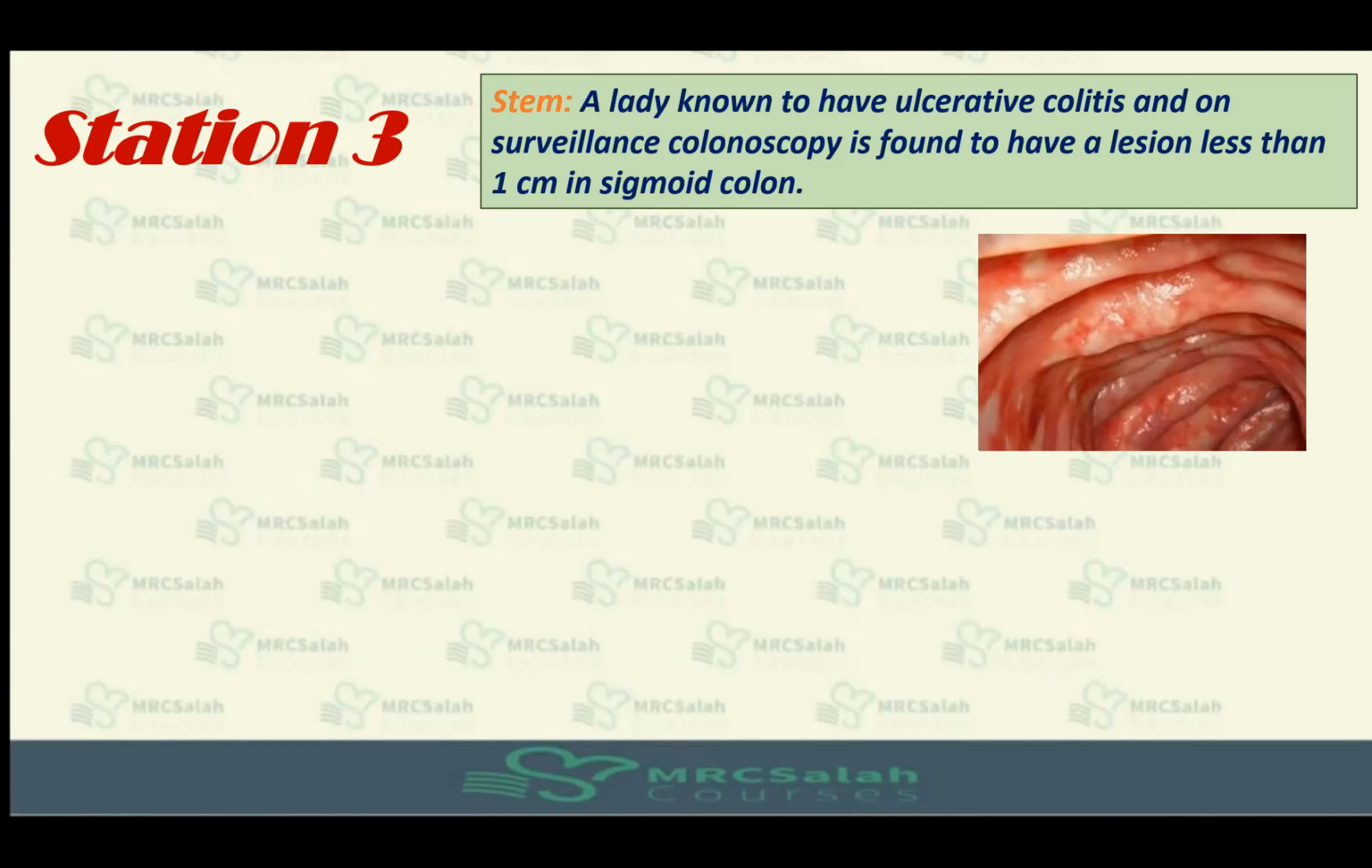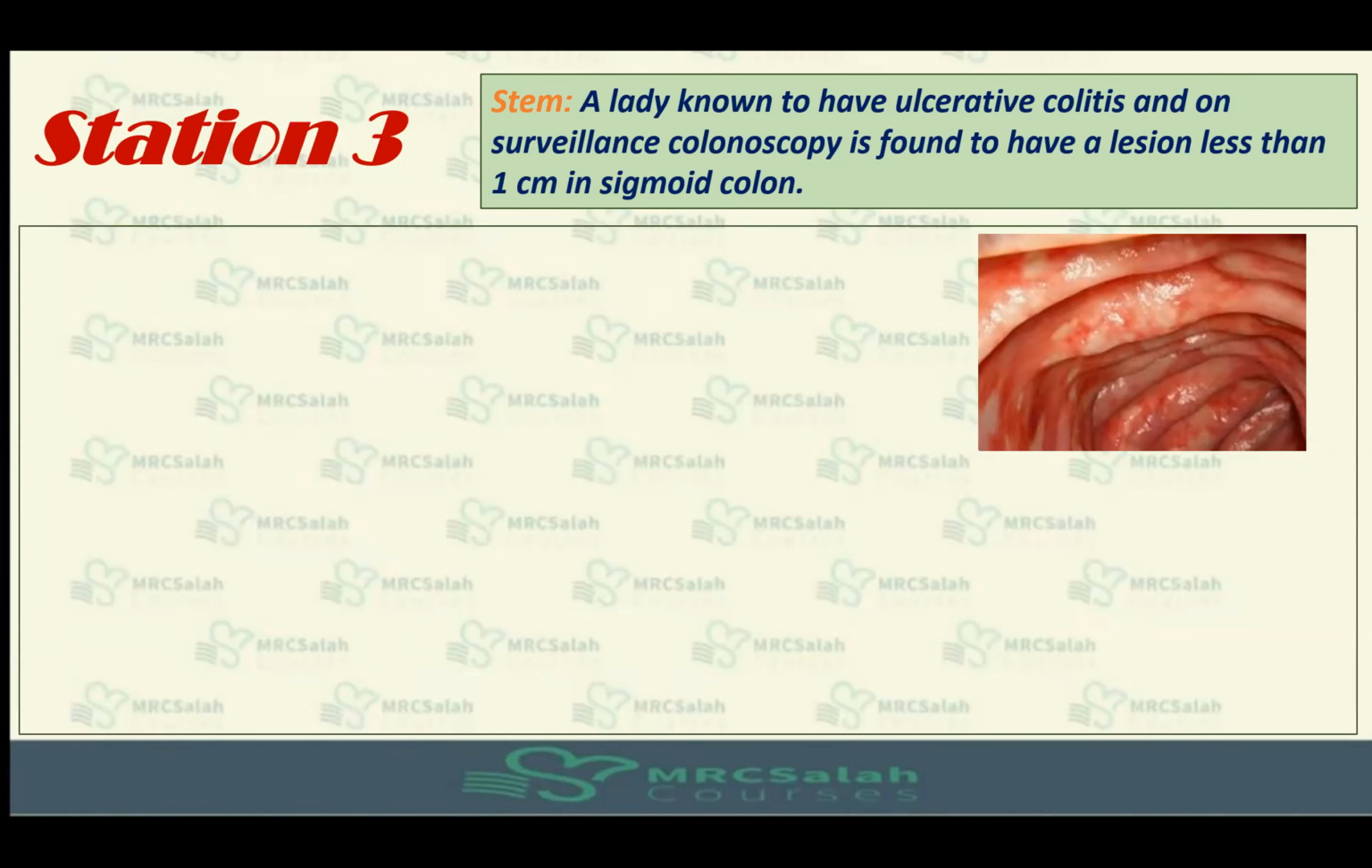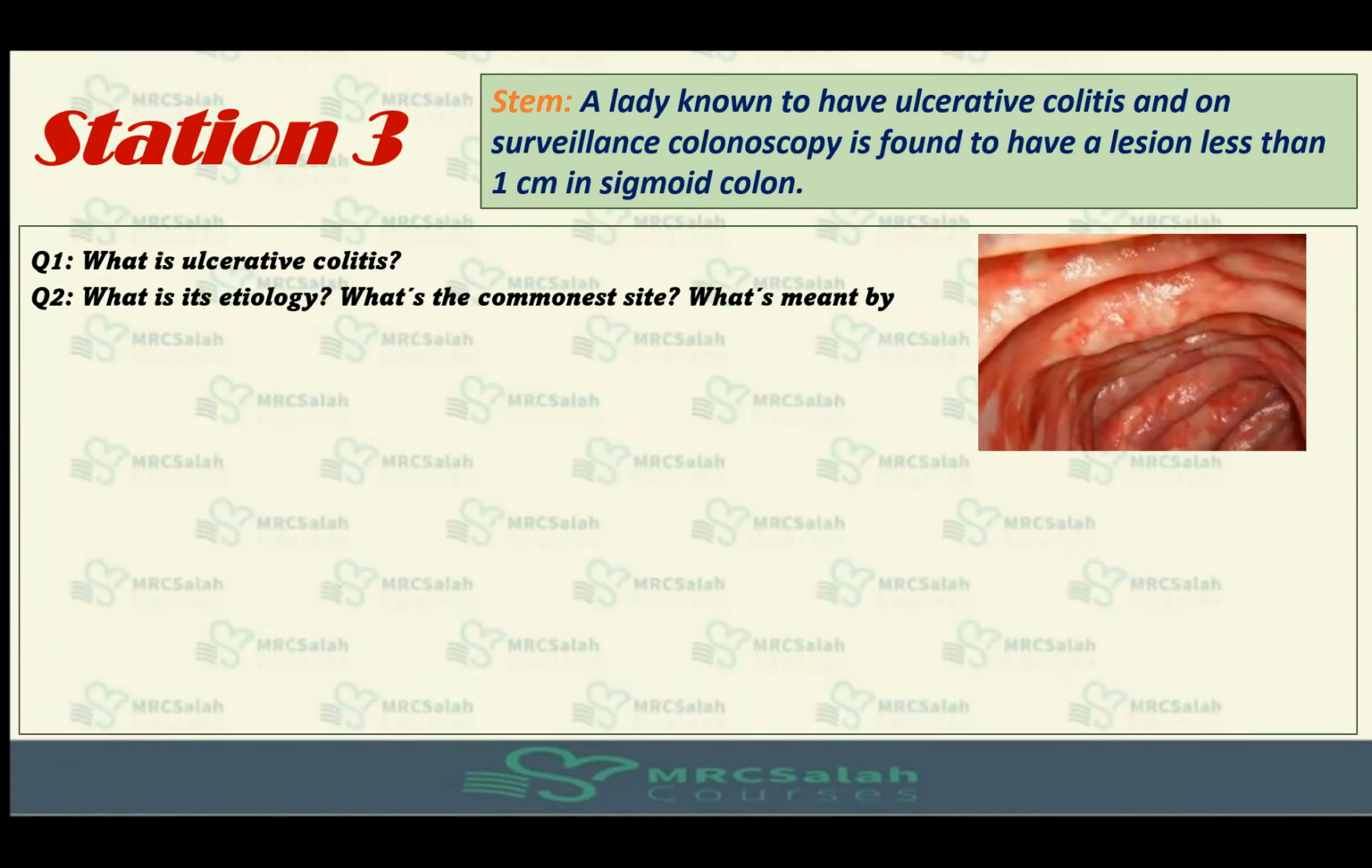Okay. So we have station 3. Are you ready? Yes sir. Okay. Welcome. So we have a lady known to have ulcerative colitis, and on surveillance colonoscopy, she's found to have a lesion less than 1 centimeter in the sigmoid colon. Now, can you please tell me what ulcerative colitis is? It is a chronic inflammatory bowel disease affecting the colon in the form of colitis with characteristic ulcers.